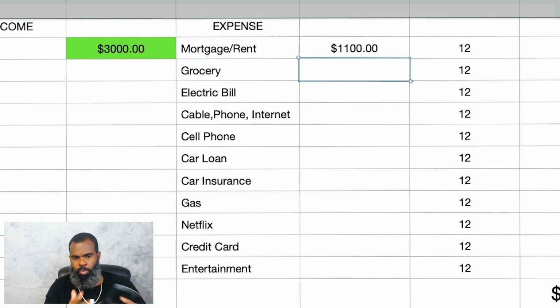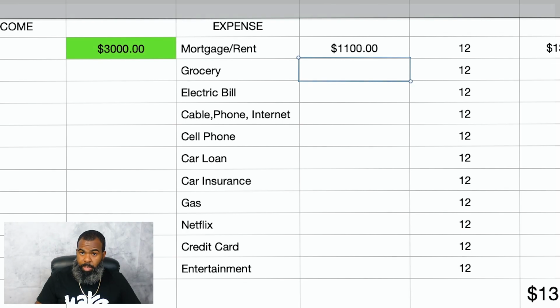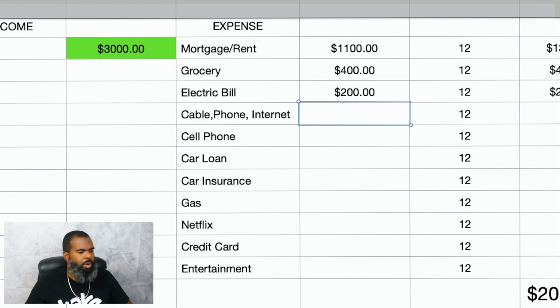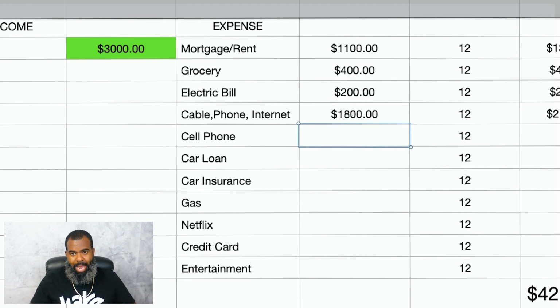But for the sake of just creating a basic budget, just have an estimate on what you think it is. They spend roughly $400 a month in groceries. Their electric bill is roughly $200 a month. Cable, phone, and internet bill is $180 a month. They have a $90 a month cell phone bill.